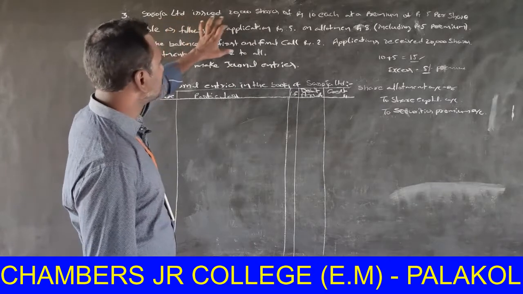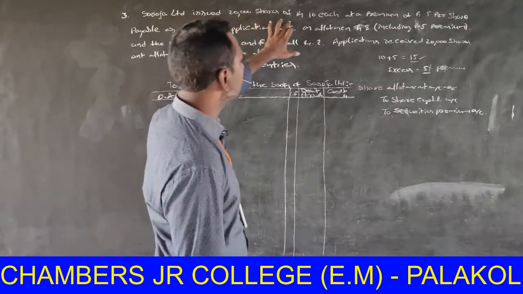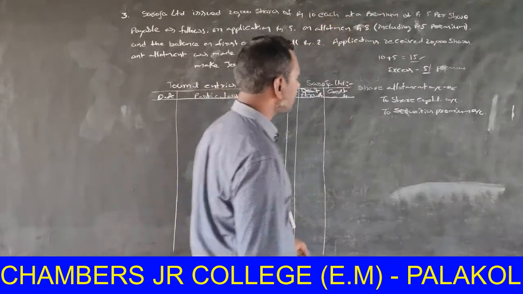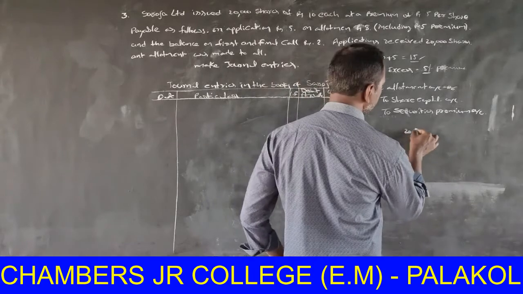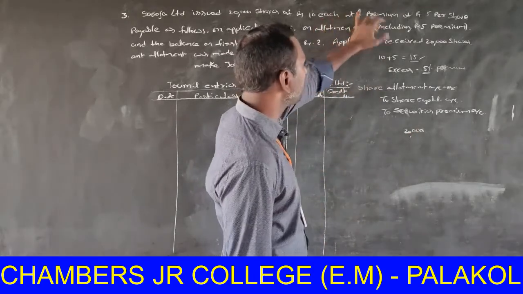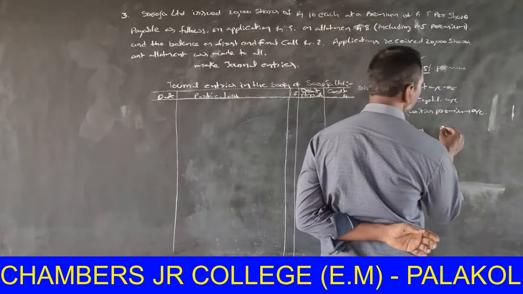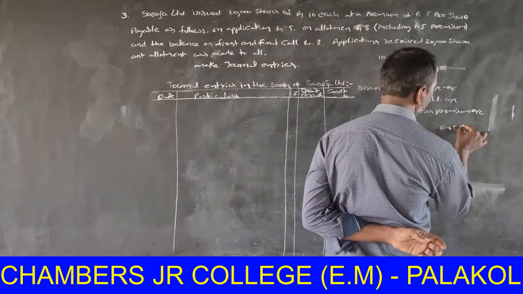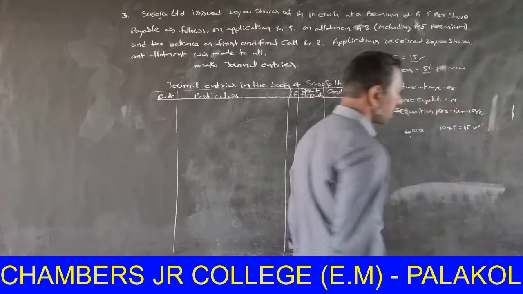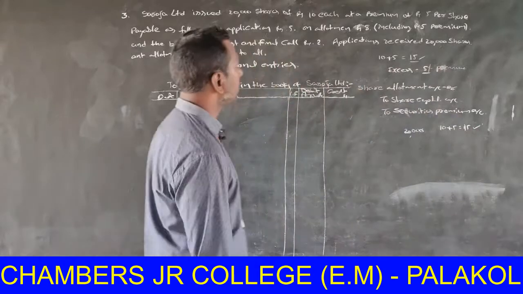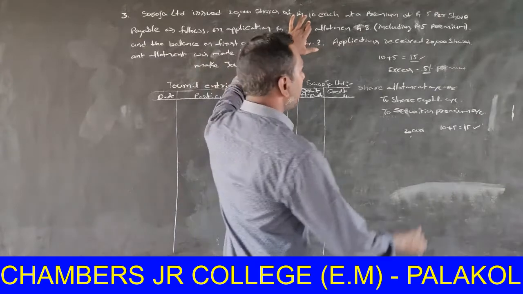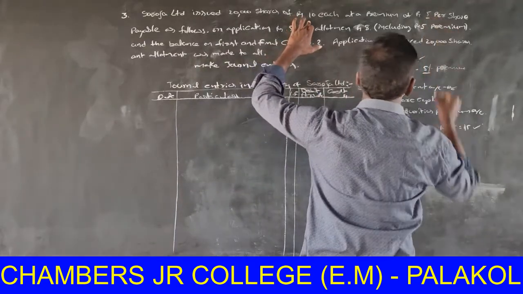Saroja Limited issued 20,000 shares of rupees 10 each at a premium of rupees 5. Here the share is issued at 10 plus 5, which is equal to 15 rupees per share. Here the share value is rupees 10 and the excess amount is rupees 5.